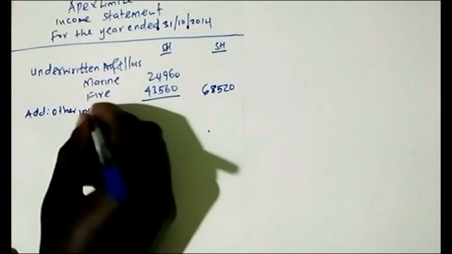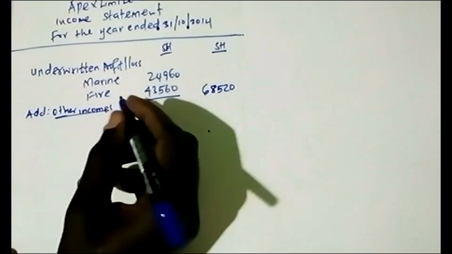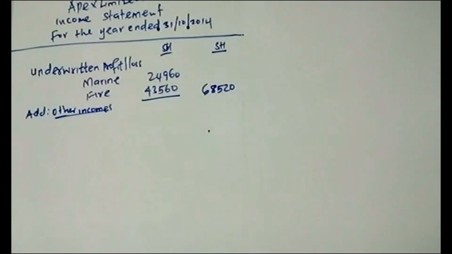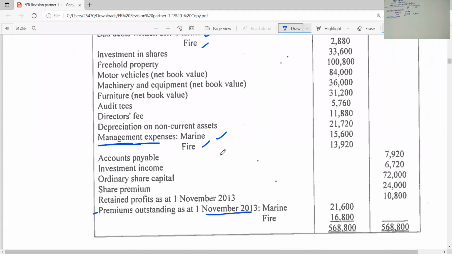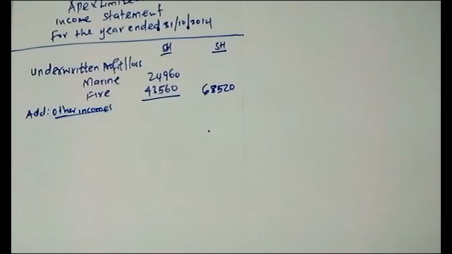After that, I have to add other incomes which might be present. So for the question, we have to check if there was another income to be recorded. We have things like investment income. So this is the only income we have, the one for 67,620. So investment income.